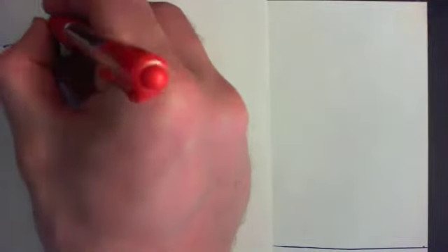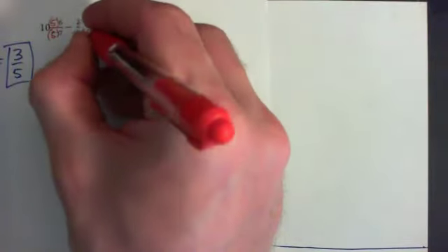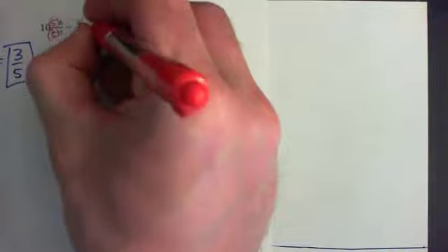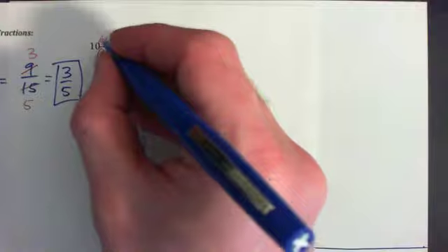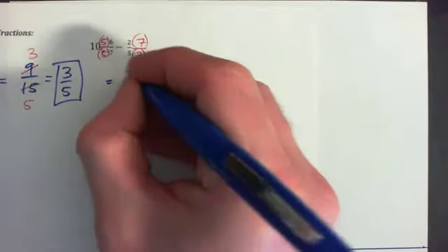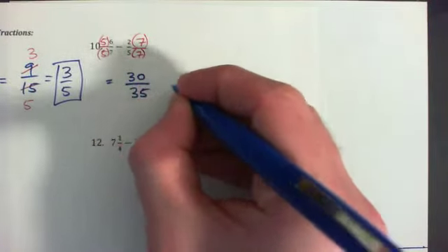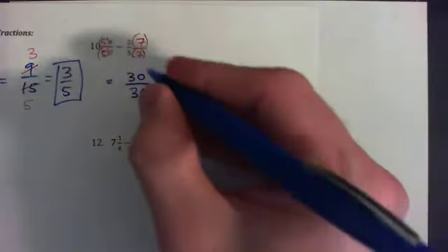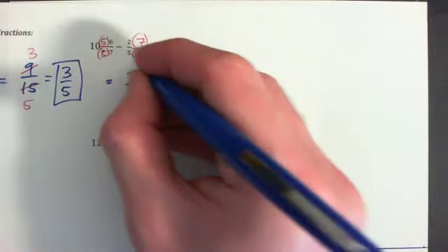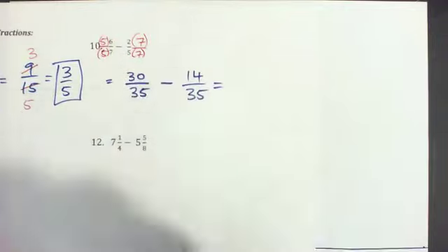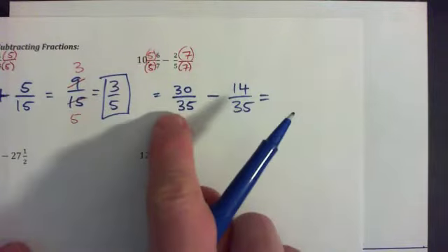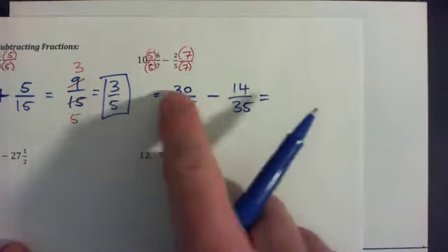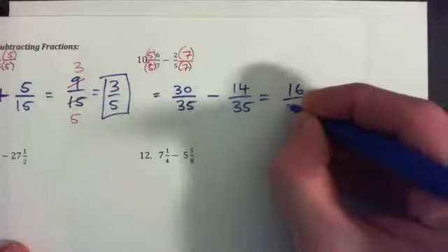So 7 times 5 will work, 5/5 on this one, and over here times this one by 7/7, right? So we get 5 times 6, 30 over 5 times 7, 35 minus 2 times 7, 14 over 5 times 7, 35, right? What does that give us? So this time we have the same type of fraction. They're both 35ths, and then we subtract and we get 16 35ths.